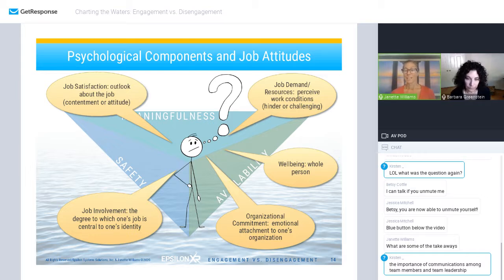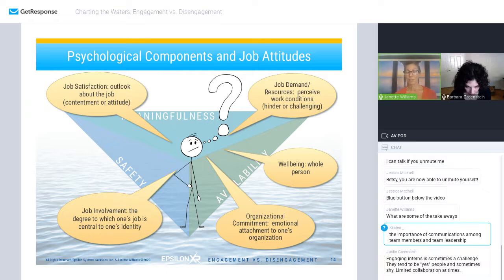Any other thoughts or ideas about either the psychological components or the job attitudes, things that maybe are new to you or that you've seen differently? Oh, here we go. Justin just said engaging interns. Interns are sometimes a challenge, tending to be yes people and sometimes shy, with limited collaboration at times.